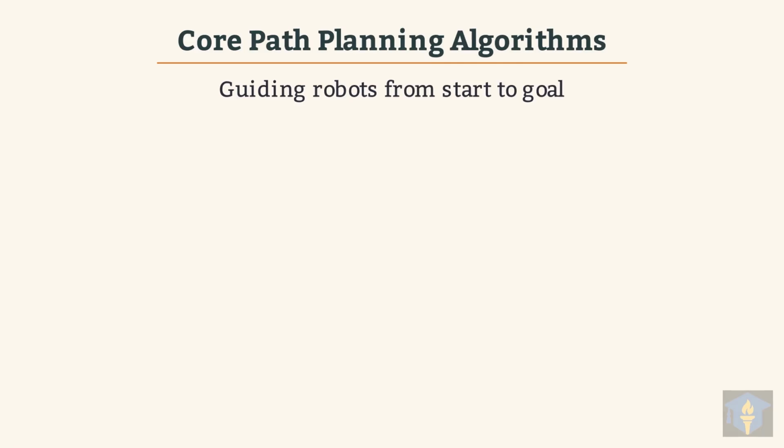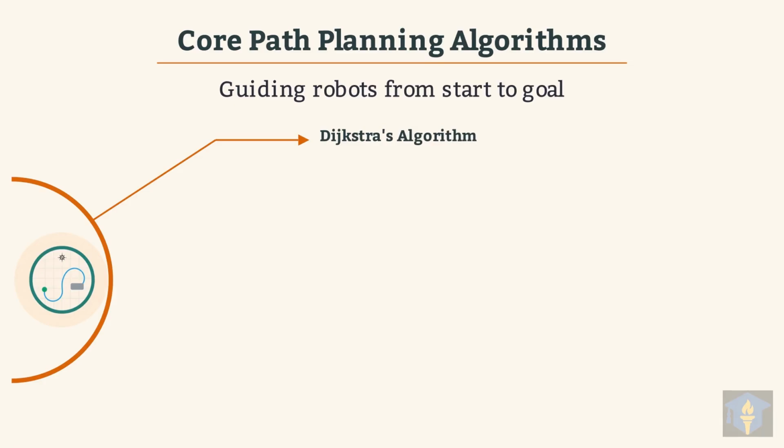Now, let's dive into the core path planning algorithms that guide robots from a starting point to their goal. These algorithms are essential for enabling autonomous robots to navigate safely and efficiently through their environment. First, Dijkstra's algorithm finds the shortest path in a weighted graph, guaranteeing optimality. It systematically explores all possible paths to ensure it identifies the absolute shortest route available.